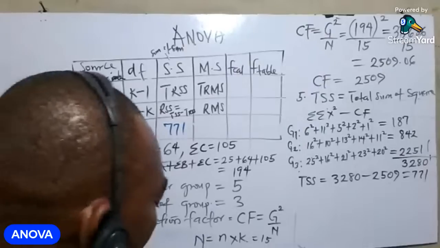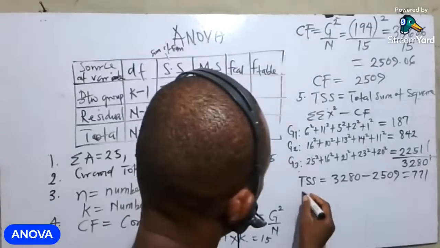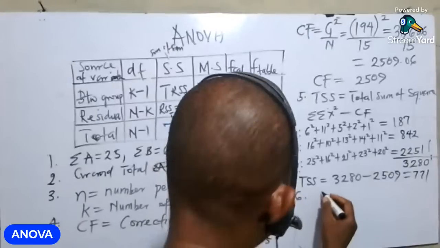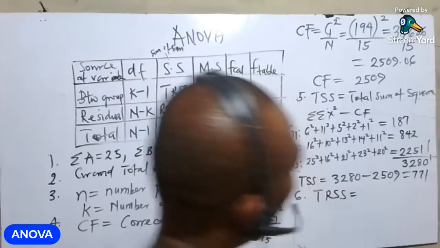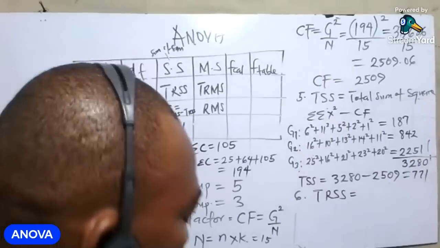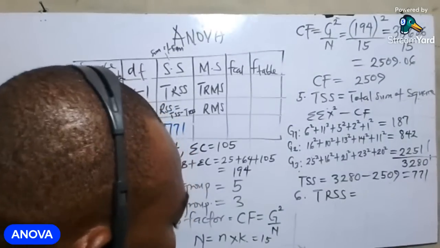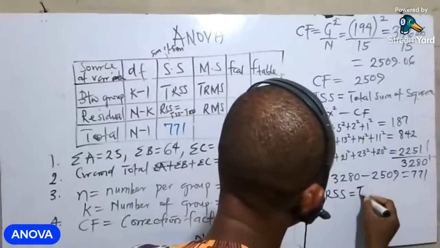So step 6 now. I'm moving on to step 6. Step 6 is for me to compute the TRSS. What's the meaning of TRSS? That is the treatment sum of the square.